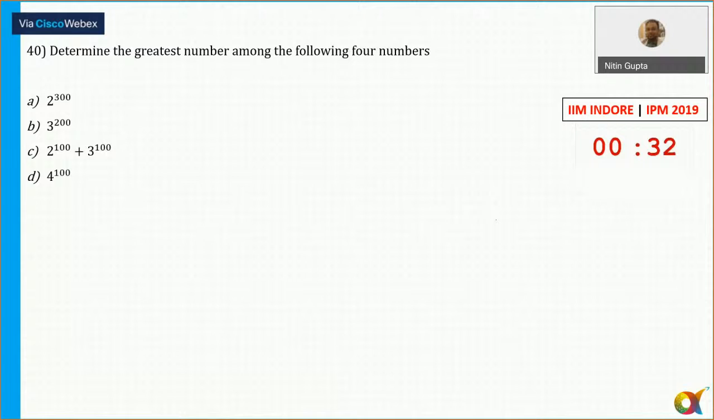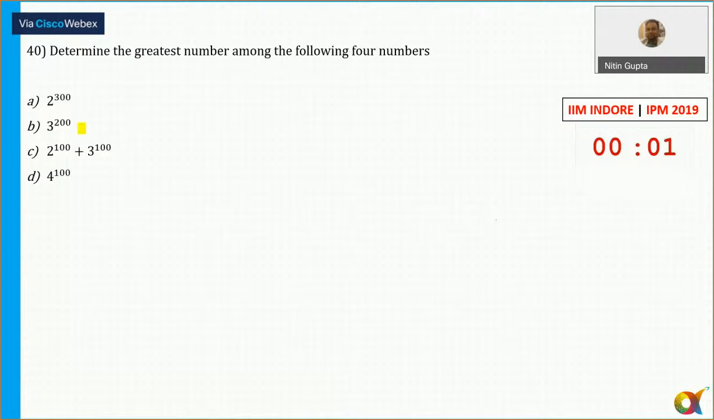Last 30 seconds. Tanya is saying option B. Okay, we'll check that. Damini is also saying option B. Jatin is saying option B. That's right, guys. Most of you are right. The correct answer is definitely option B.